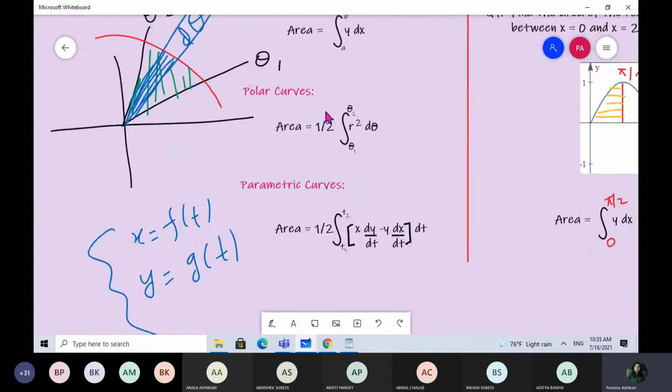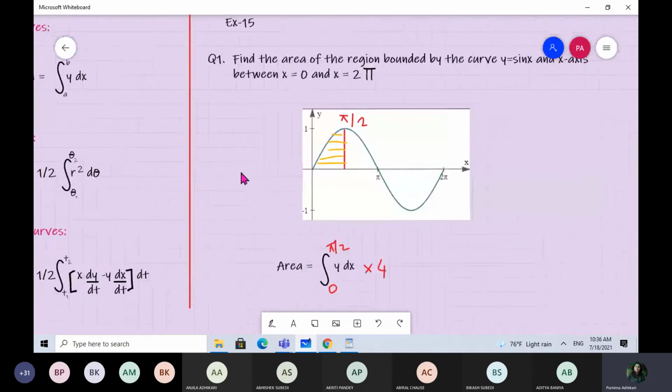Similarly, for parametric curves, your function is x equals some function of t, y is some other function of t. In that case also you are going to apply this formula, and your formula is half times x times dy by dt minus y times dx by dt, and you are going to integrate with respect to t, and definitely your limits of integration will change in t. Okay, how the t values are changing will determine that.